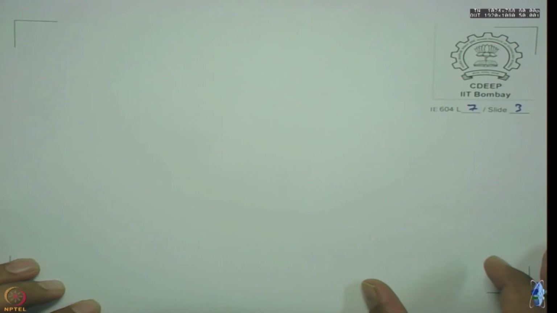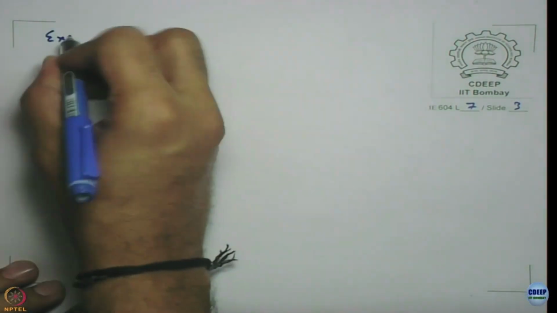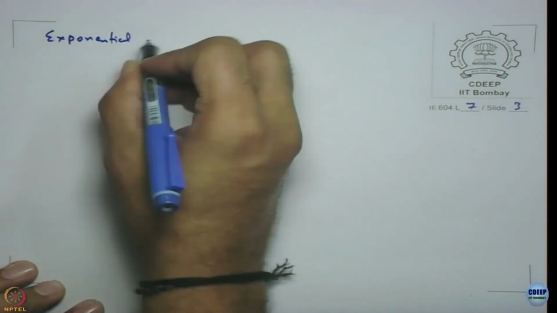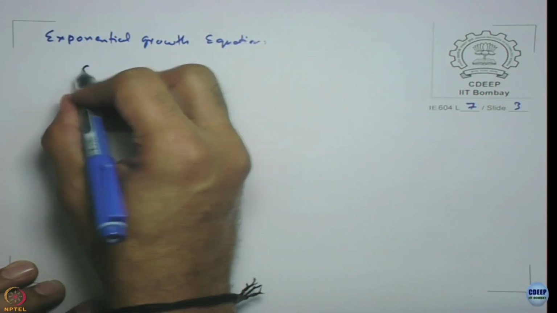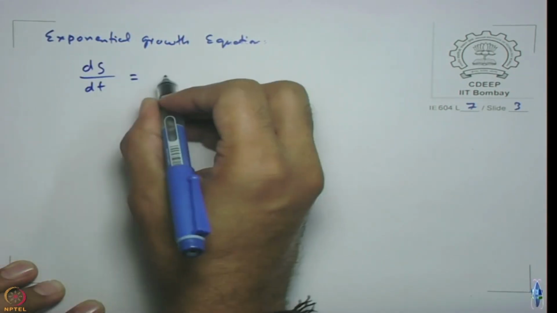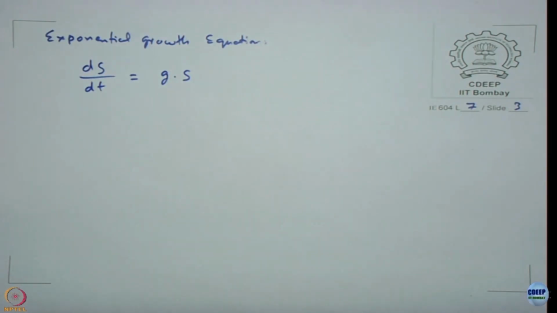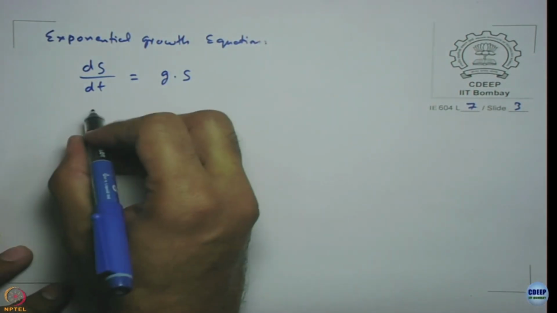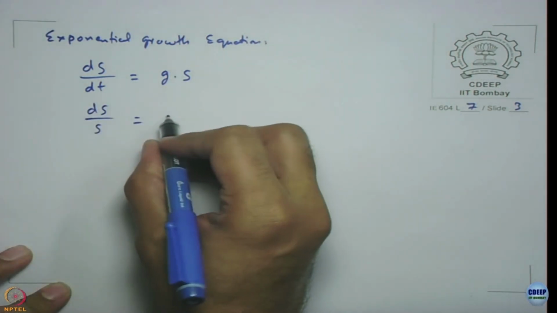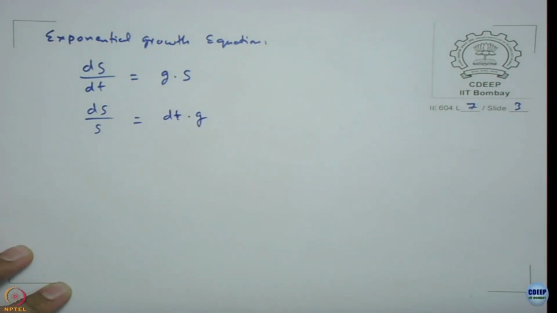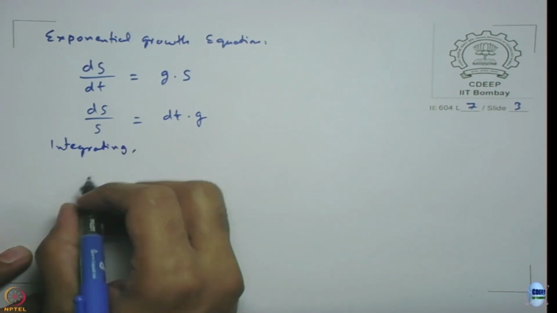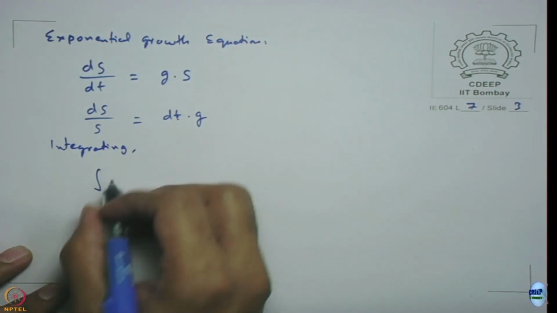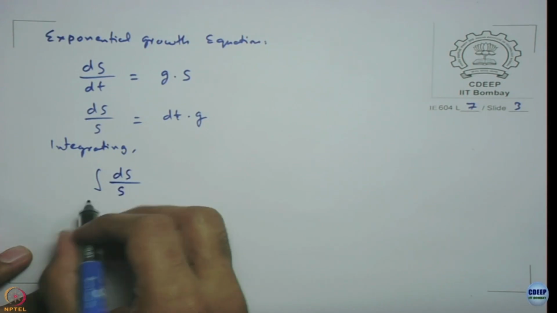The positive feedback systems we can define as an exponential growth equation. Let us try to compute that. So, the initial system we started with is ds by dt is g into s. Let us just multiply by dt, divide by s, and integrate both sides. Okay, steps. Let's do that.